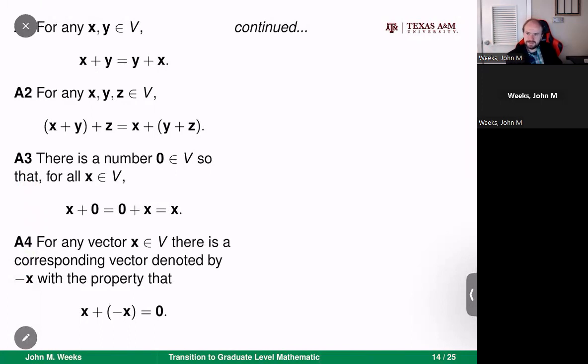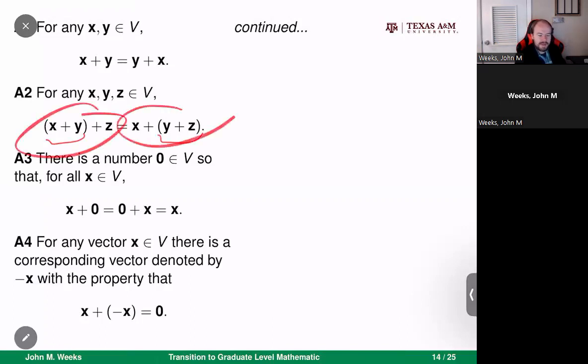What is A2 then? A2 is the property of associativity. This is the associative property, meaning that you can add in any order that you want. If you have 3 elements and you want to add 2, and you're like, okay, well, which 2 do I add first? The answer here is that it doesn't matter. If I add the first 2 or the last 2 first, I'm going to get the same quantity either way because both of these quantities are equal.